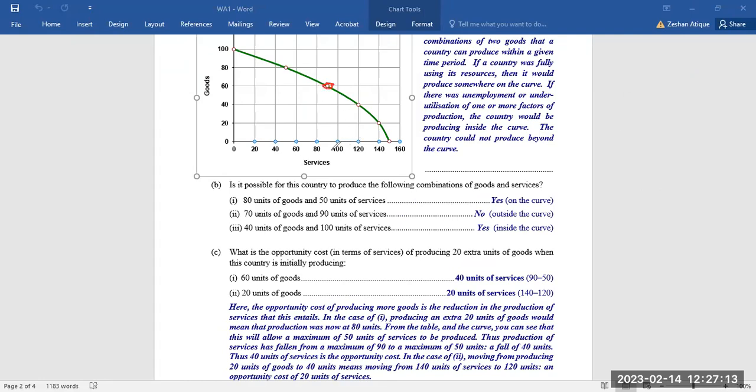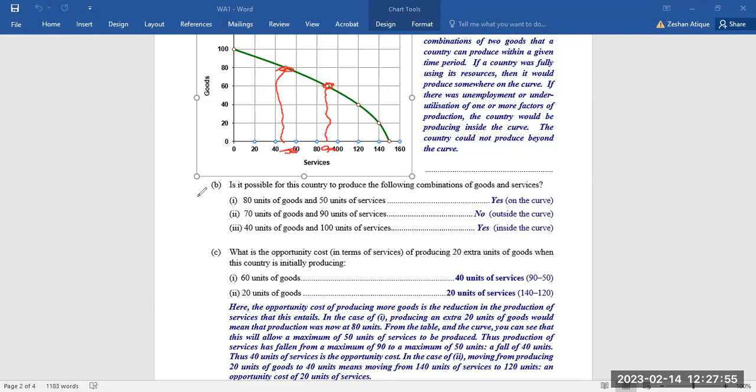Now, from the 60 units of goods, say you want to produce 20 more units, that is, 80 units of goods. So how many services will you have to sacrifice? Look at here, the corresponding services: there are 90 units of services you are producing at this point, and at this point you are just producing 50 units of services. So the difference between 90 and 50 is 40. And that is the opportunity cost.